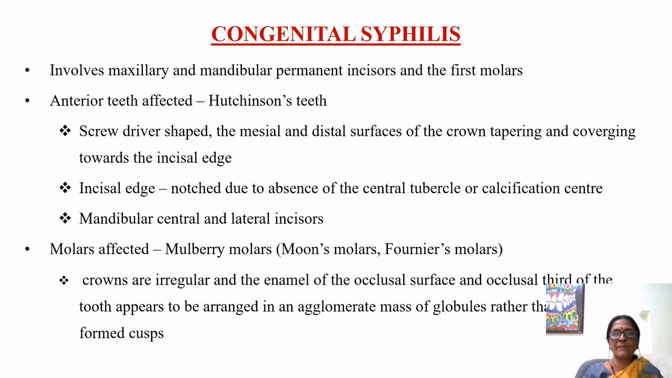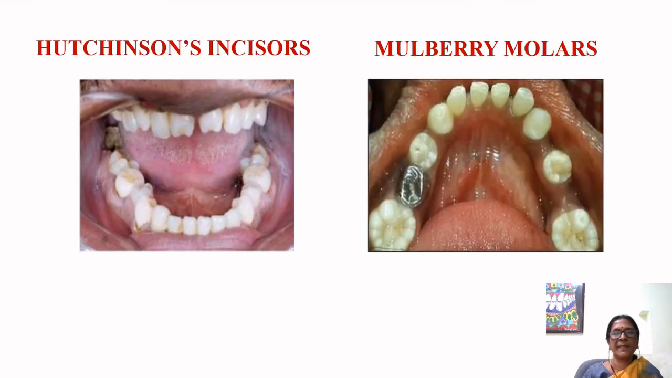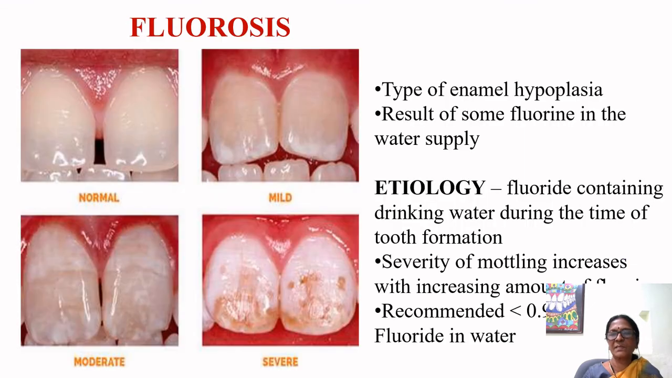Congenital syphilis involves maxillary and mandibular permanent incisors and the first molars. Anterior teeth affected are the Hutchinson's incisors, screwdriver shaped with a notched incisal edge, and the molars are mulberry molars, otherwise called Moon's molars or Fournier's molars. The crowns are irregular, and the enamel of the occlusal surface and occlusal third of the tooth appears to be arranged in an agglomerate mass of globules rather than regularly formed cusps. This is the Hutchinson's incisors and the mulberry molars.